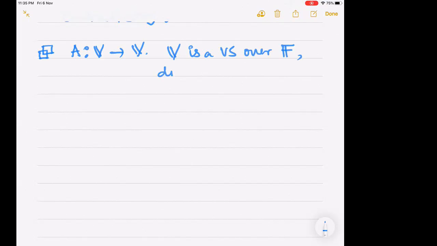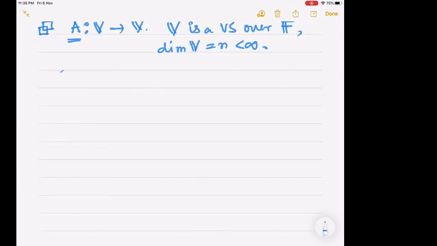So notice, listen very carefully. We define the following set. So A is a linear operator from a vector space to itself. V is a vector space over the field F, and the dimension of V is finite. So it's a finite dimensional vector space. A is an operator.